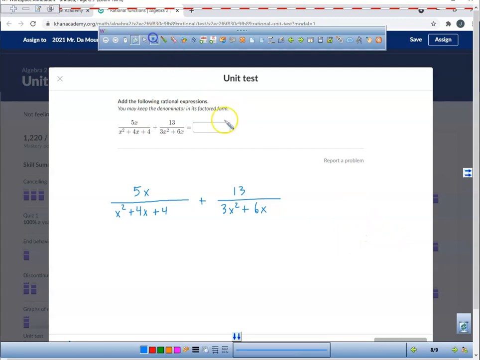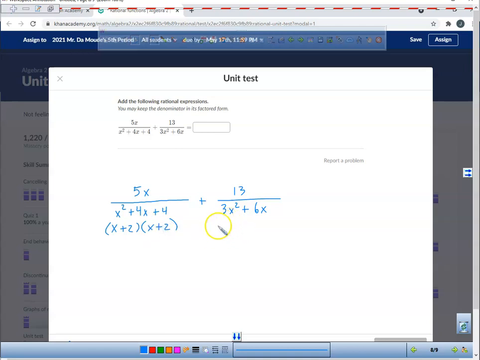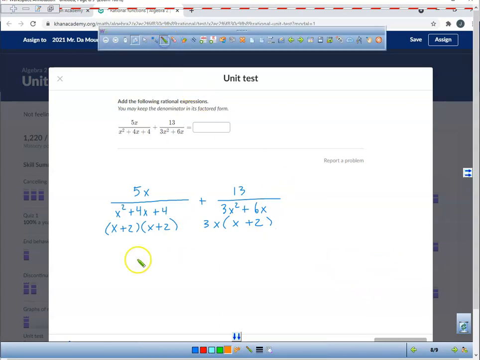All right, so right now, here's what we have. We're adding 2 fractions. Unfortunately, these 2 fractions do not have the same denominator. So right now, what I want us to do is factor this. That makes this an x plus 2 and an x plus 2. We're going to factor this guy. We're going to factor out a 3 and an x, and that's going to leave us with an x plus 2. So I'm going to highlight and focus in on our denominators. Here's 1. Here's the other.